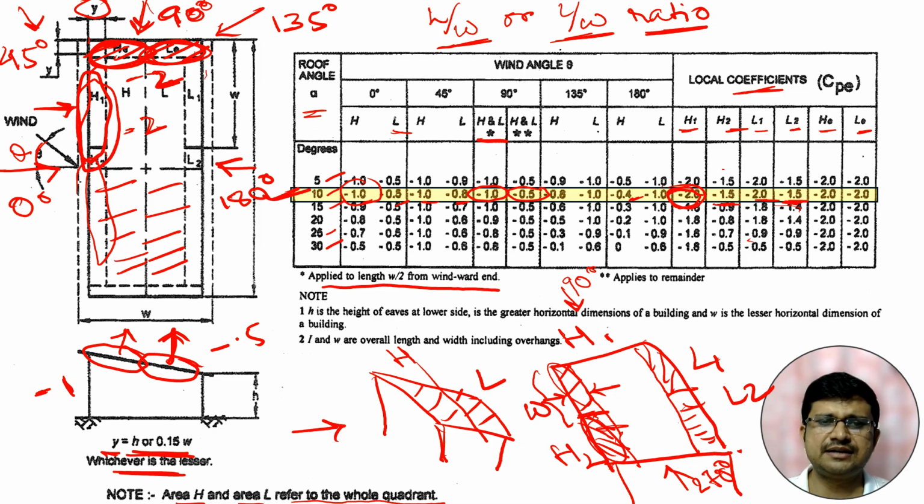Similarly, for the opposite side, if we consider L1, then it will be better, because for L1 the value is minus 2 and for L2 the value is minus 1.5. So it is always better if we consider the value of L1 throughout this particular local separation zone, because L1 is more than L2. So at that time it will be better.